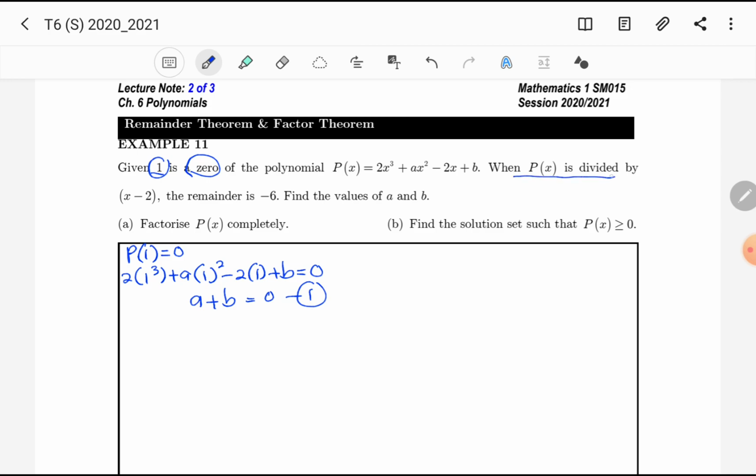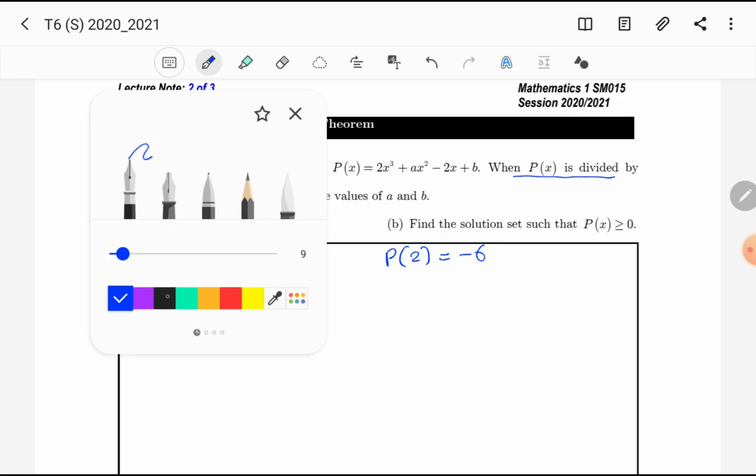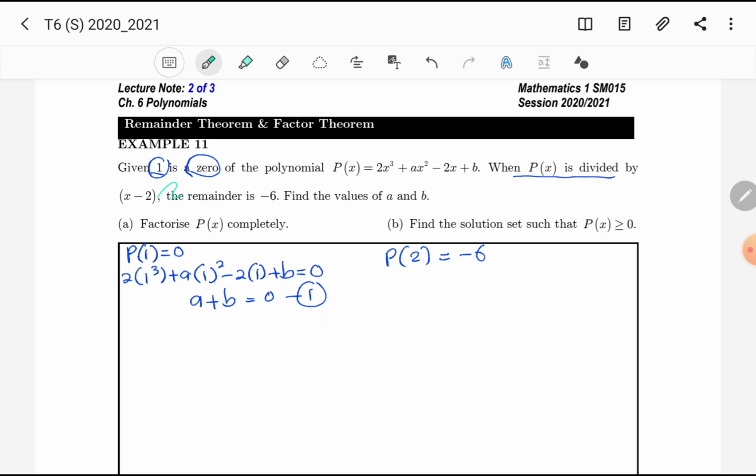When Px is divided by x minus 2, so P negative, not negative lah. P of positive 2. P of 2 equals to negative 6. Mana nak dapat 2 tu? So kita ambil x minus 2 ni, kita equate dengan 0. So akan dapatlah x equals to 2. Okay, P of 2 equals to negative 6.